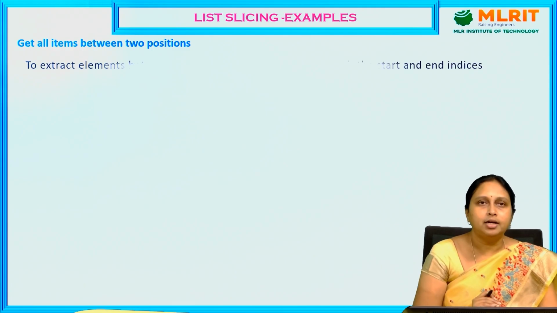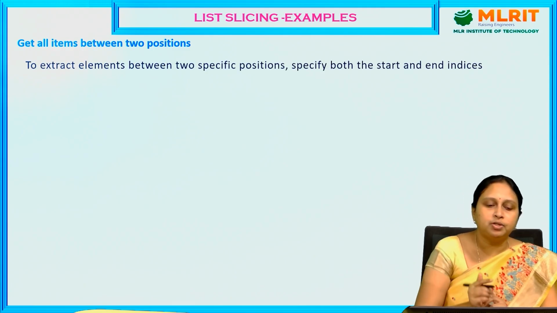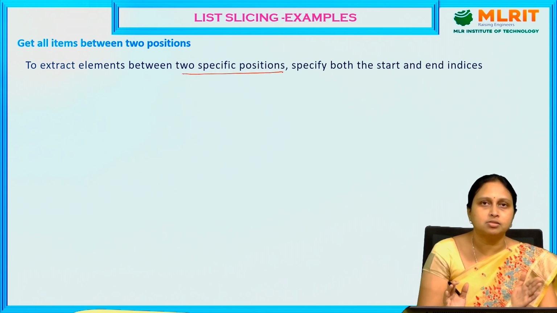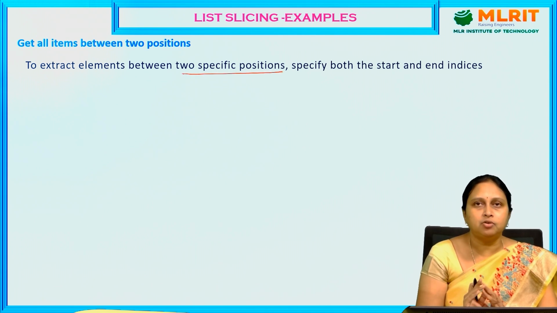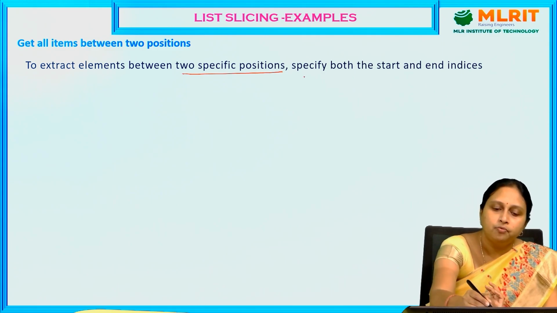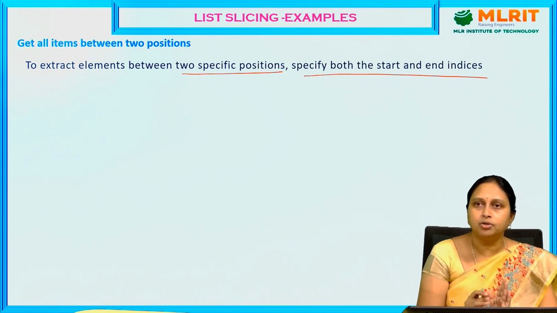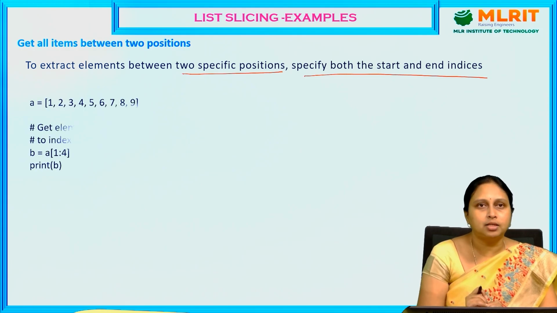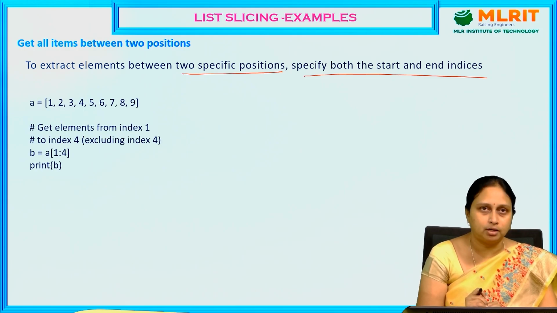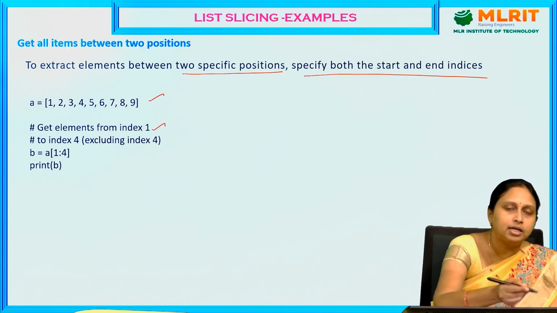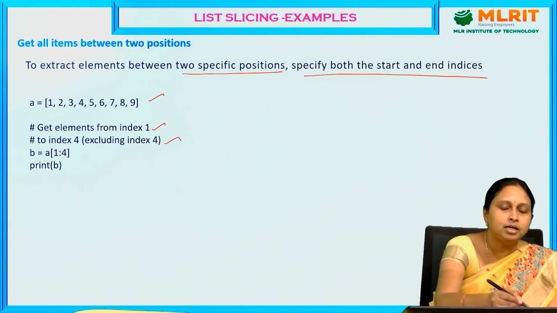Right? Let us see, to extract elements between 2 specific positions. If I want to specify from this position to this position, if I want to extract all the elements, in that particular case, we need to specify both the start and end indices. Starting index we have to give, at the same time ending index also we have to give. Let us see with an example how we can give that, right? This is my list. I'm going to specify the starting index is 1 and the ending index is 4.